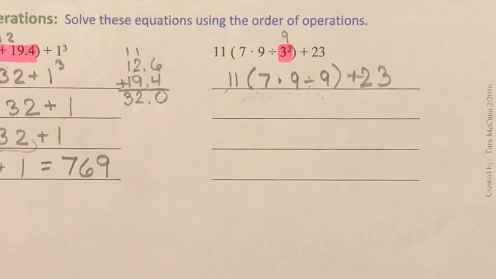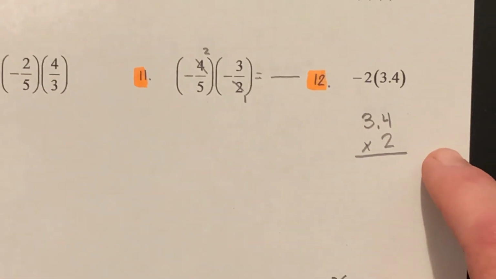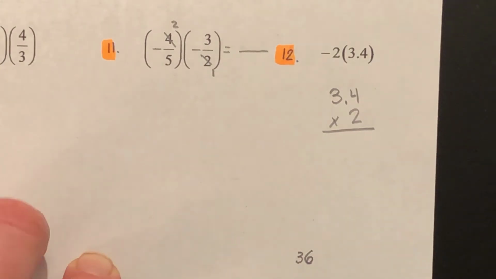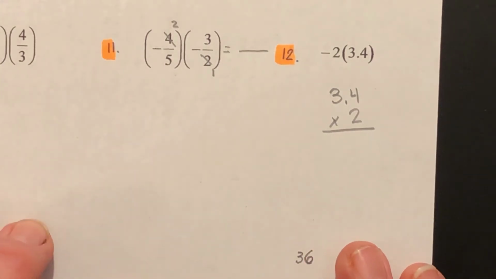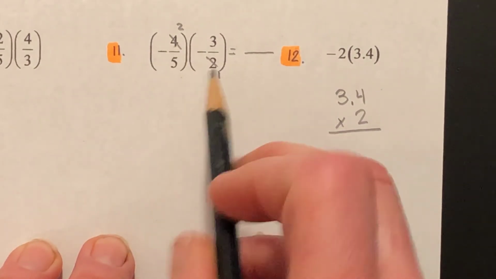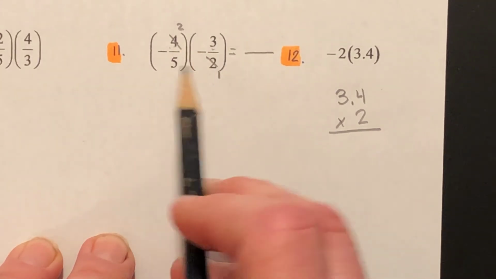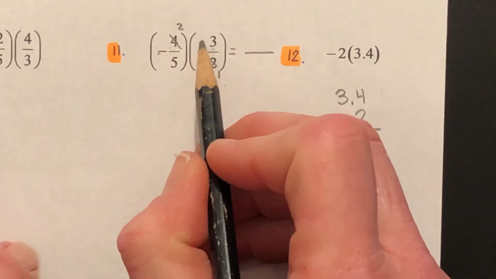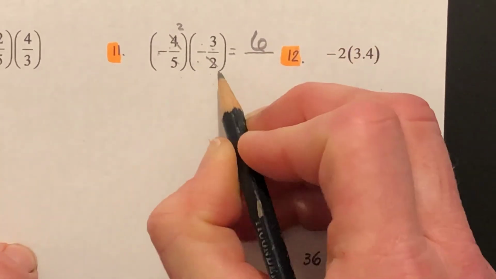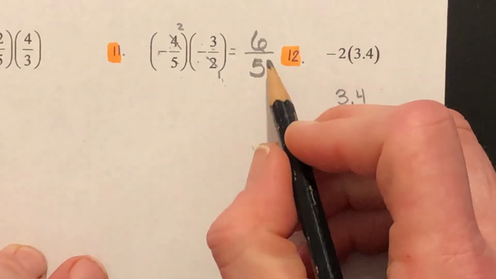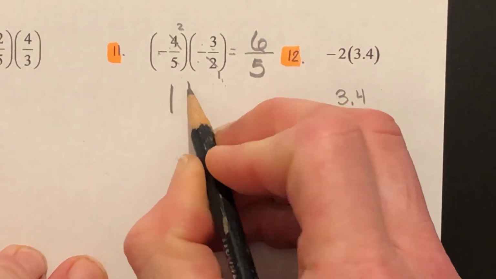Let's fly down to the bottom of the page. We'll do 11 and 12. 11 is 2 fractions, 2 negative fractions. I took the liberty of cross reducing. 4 reduces by 2 and 2 reduces by 2. So now I have 2 times 3 and 5 times 1. Since it's a negative times a negative, my product will be positive. 2 times 3 is 6. 5 times 1 is 5. That is an improper fraction, so I need to convert it to a mixed number. I'm going to come on down to here. It makes 1 and 1/5.